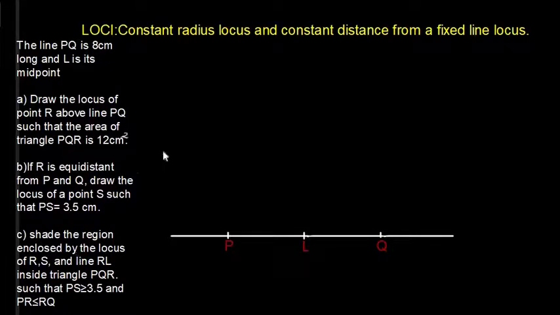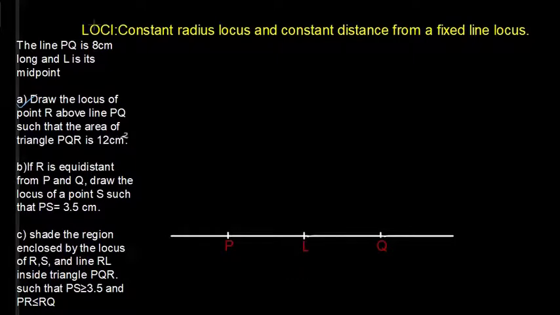So here we'll be tasked with identifying these types of loci from this question. So that is the next thing we will do. So let's begin with A. Draw the locus of point R above line PQ such that the area of triangle PQR is 12 square centimeters.